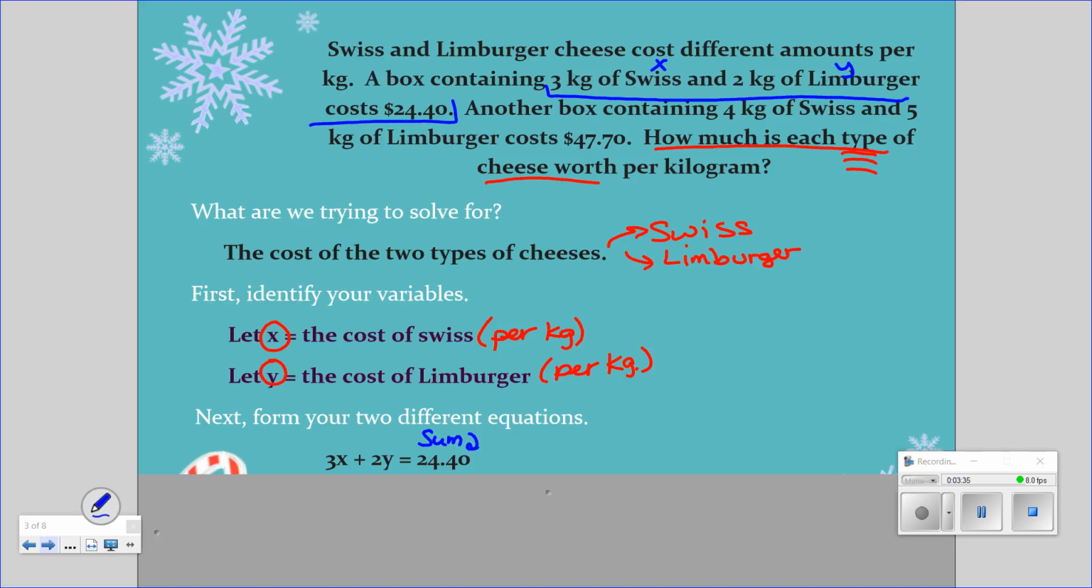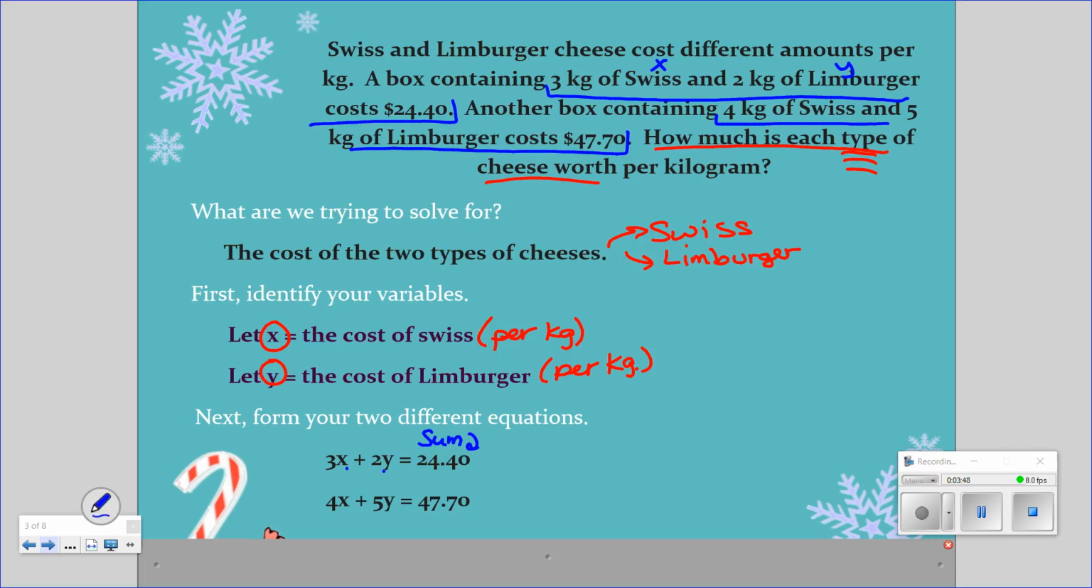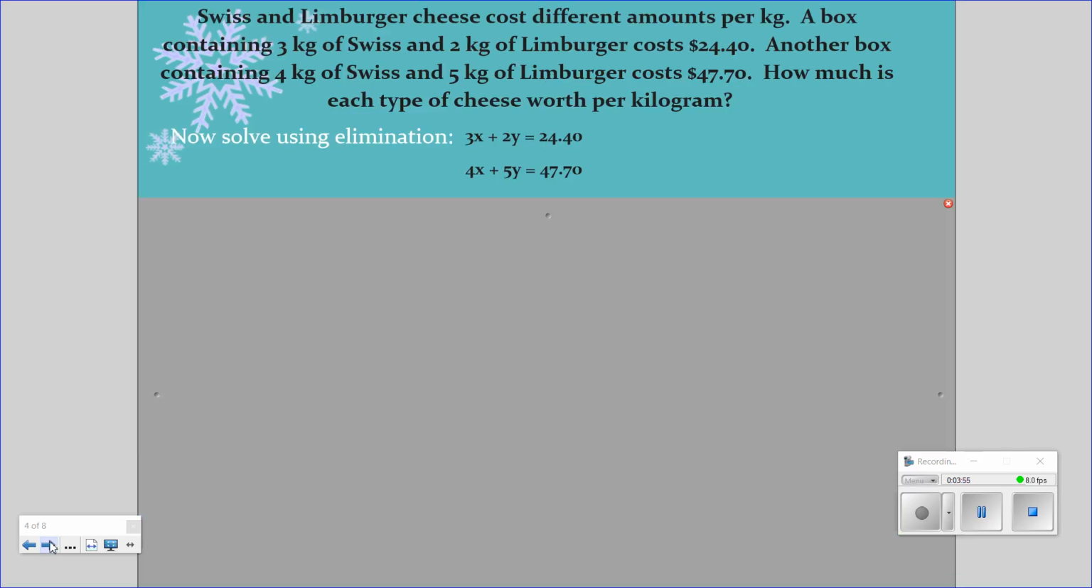Following that same logic, in this next sentence, it says 4 kilograms of Swiss and 5 kilograms of Limburger costs $47.70. So that right there is your second equation. You have two variables. We've identified what our variables stand for. We now have two equations. We have set up a system that can be solved. Because our system was set up, both equations are in standard form. Neither variable has a coefficient of 1, so neither one's too easy to isolate. I would recommend using the elimination method here.